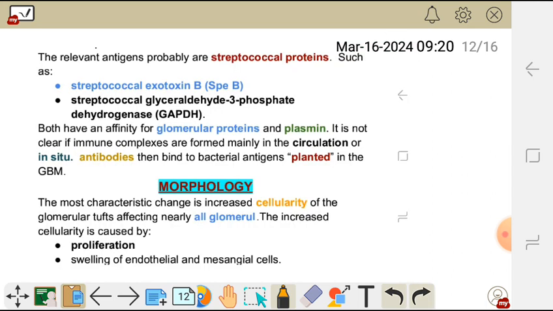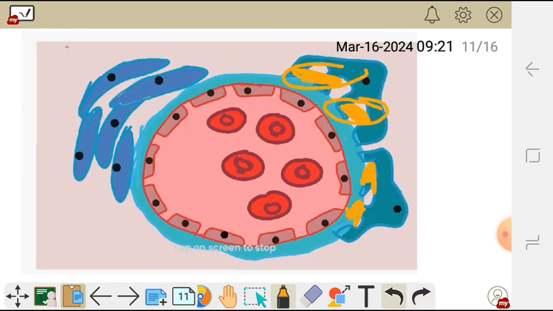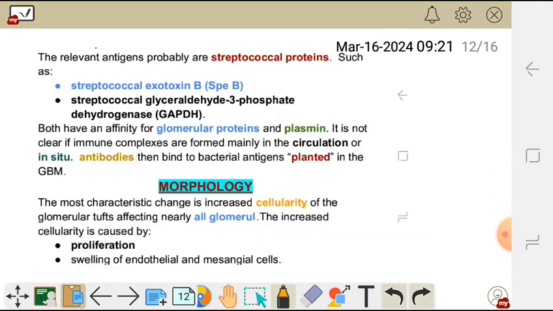Okay, so here what is happening is that these antigens have affinity for glomerular proteins. So once they bind to the glomerular proteins, then the complement system will be activated. Once it is activated, it is going to try to destroy those antigens there. In the process, it is going to cause damage to the glomerular basement membrane.